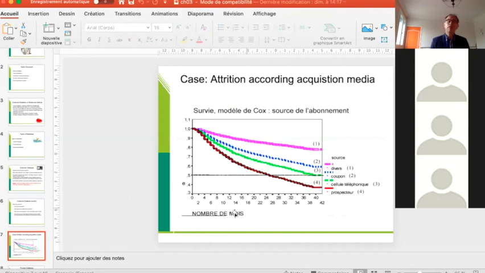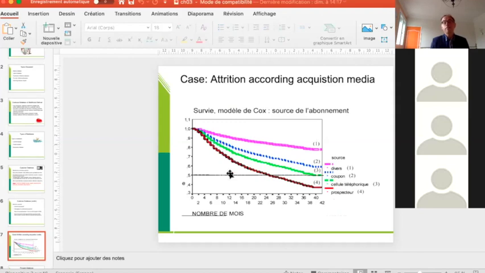So on this graph, you see different acquisition channels. For example, you have physical prospection, telephone prospection, coupon, a voucher, and "divorce" means that the customer came on their own. You can see here the defection over time, over 42 months. In the beginning, 100% of the customers are active. And with time, you see that some customers become defective. In other words, they stopped their subscription to the journal.